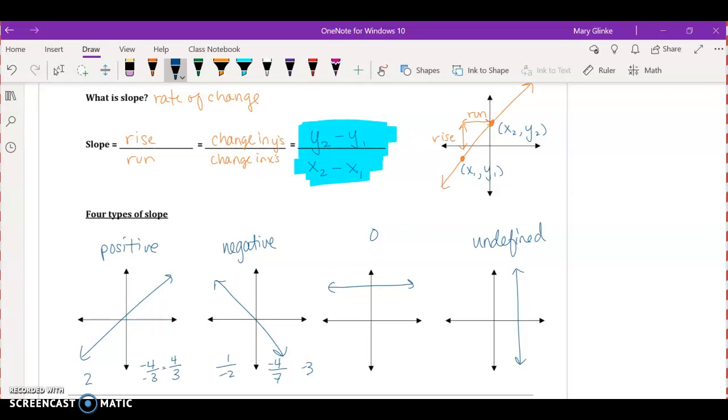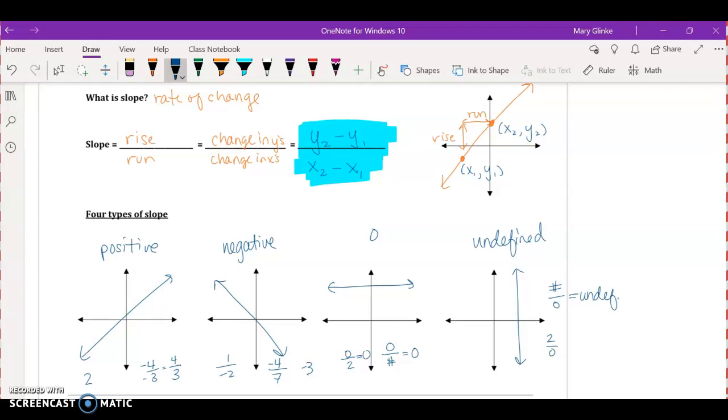When you're doing your slope formula to get 0, you will end up with 0 over some number. It could be 0 over 2, 0 over -50. When you get 0 divided by some number, that's going to simplify as 0 and give you a horizontal line. Versus undefined. Undefined slopes happen when you have any number divided by 0. That's going to give you an undefined slope and therefore a vertical line.